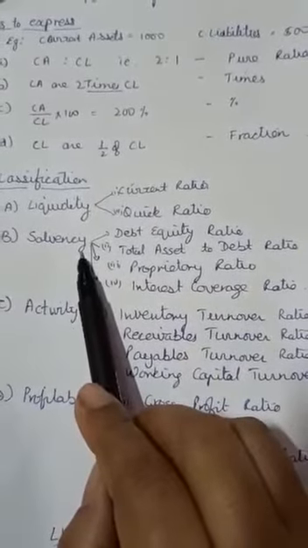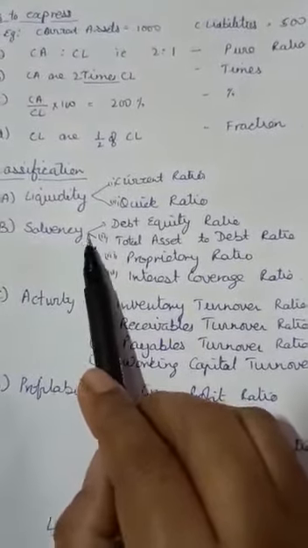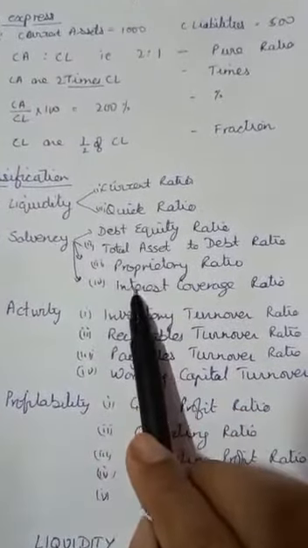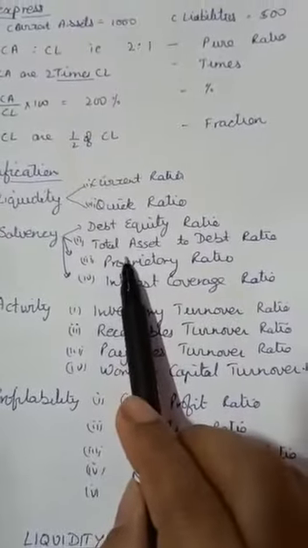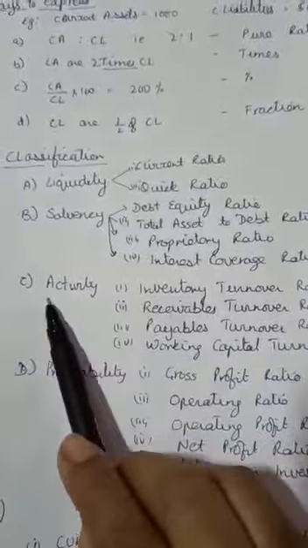Solvency is the long-term payment ability to make the payment. That is called solvency. The four types of solvency ratios are debt equity ratio, total asset to debt ratio, proprietary ratio, interest coverage ratio.